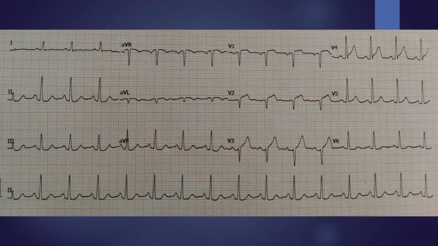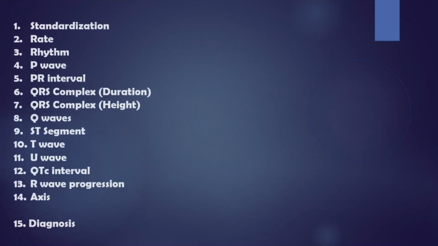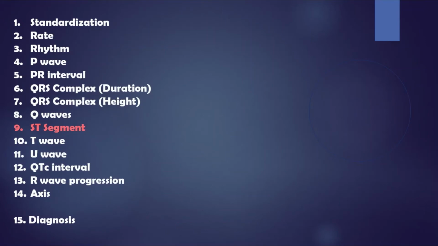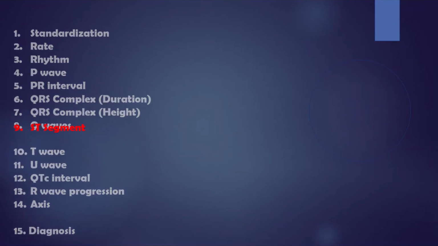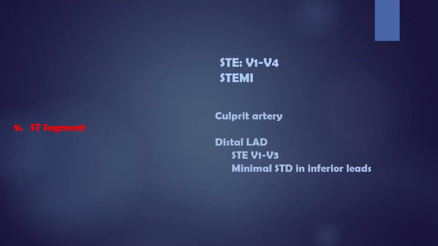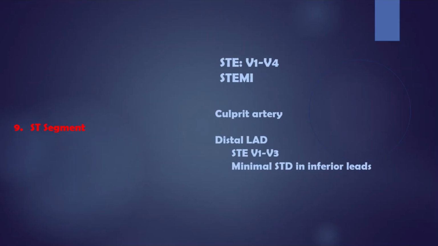What do you think is going on over here? While making your analysis, think of the fact that the patient came in with chest pain. You'll be able to tell what was wrong with the ST segment. It was elevated in the anterior septal leads, and it was a STEMI. The culprit artery was most likely the distal LAD.